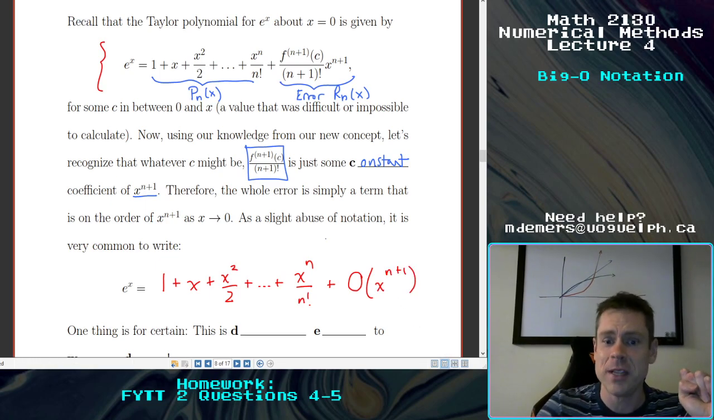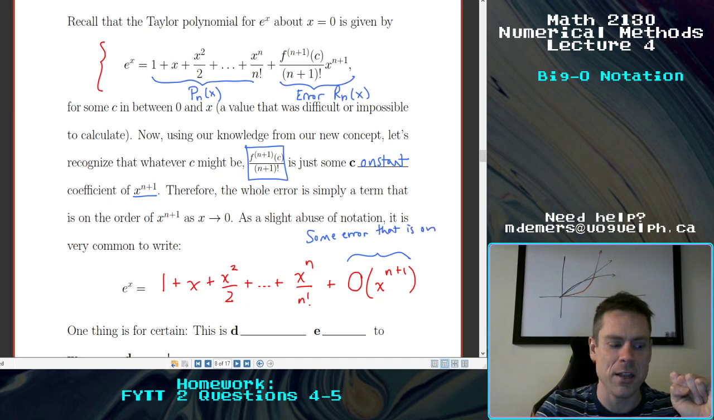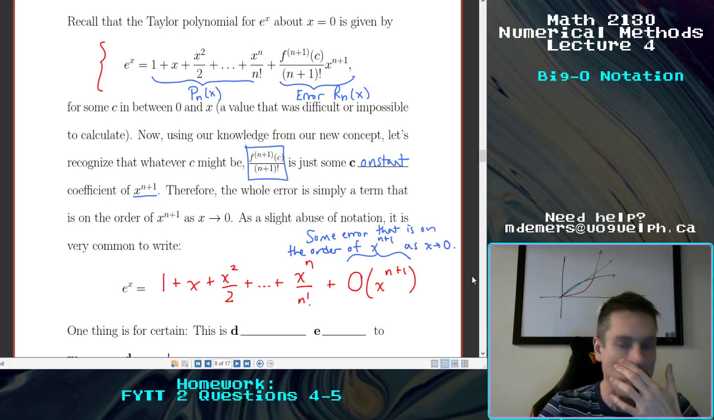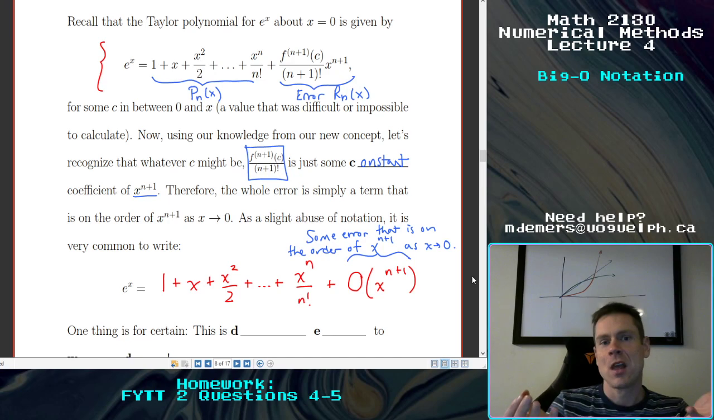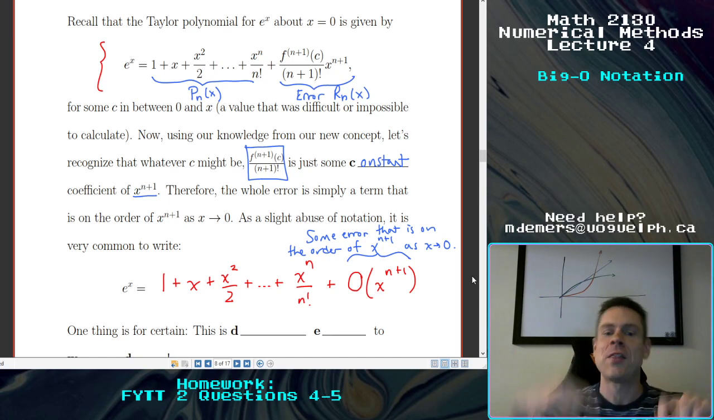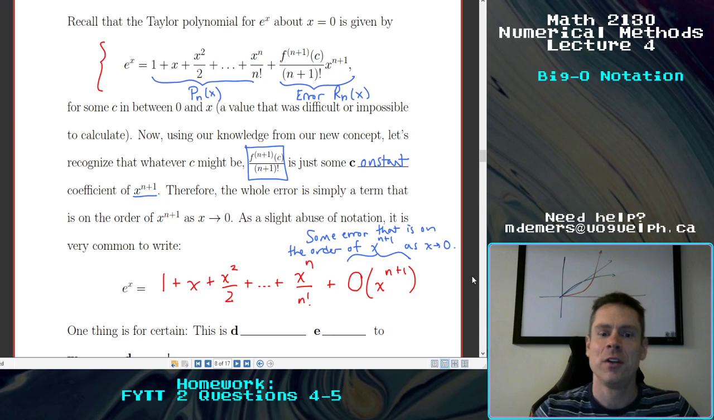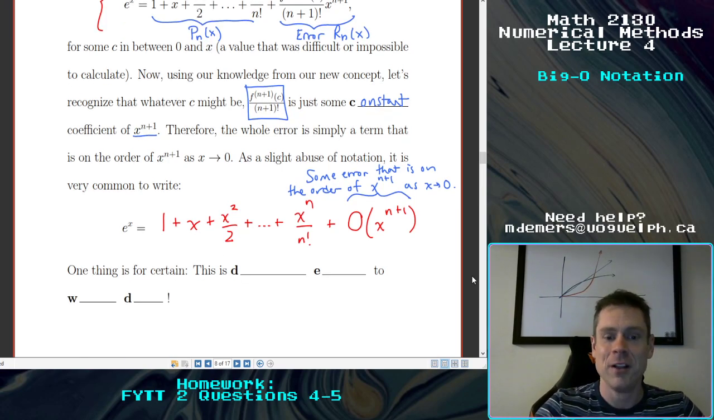And the way that I want you to read that is some error that is on the order of x to the n plus 1 as x goes to 0. That's all I want you to do, to think about it, right? To understand that that piece goes to 0 in the same sort of way that the n plus first power of x would. And I said one thing's for certain. This is definitely easier to write down. Which is a little bit funny, but a lot true.